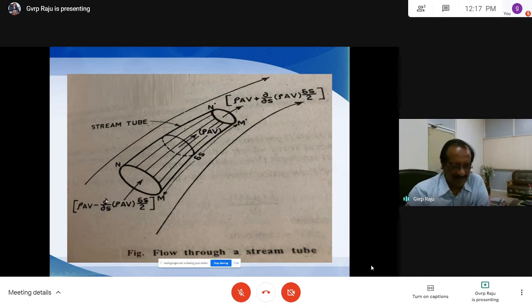If you know how to write this equation, you can derive any number of equations in fluid mechanics. Again, from here to here, this is inflow and this is outflow. So the outflow is equal to the mass at the center, rho A V. We have the properties here: mass density, velocity, and area, so mass density into area into velocity.